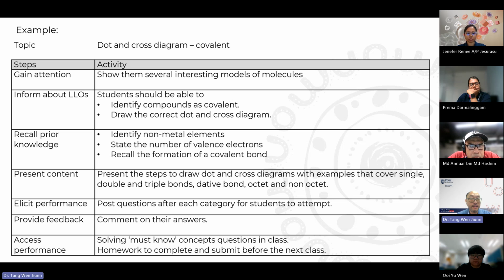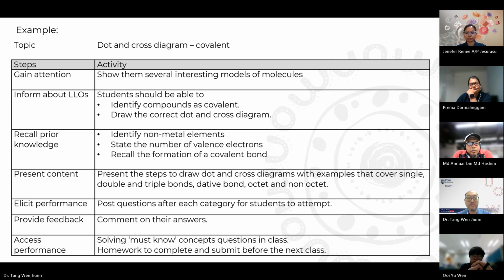Then present the contents. So this one will be the bulk of the things. After that, we pose questions and elicit performance at each category for students to attempt, and comment on their answer. And lastly, this will be the homework for them to do: solve the must-know concept questions in class, homework to complete and submit before the next class. So this is an example of the 7 steps for a subtopic or activities we want to do in the class.